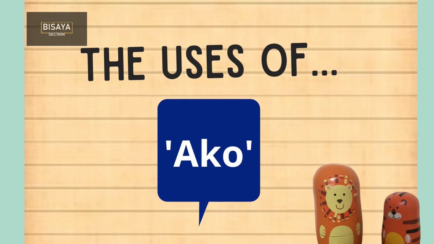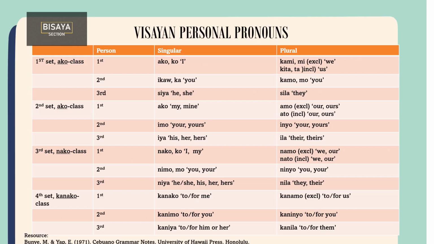Here it is, the action star of our topic for the day, the uses of ako. Here are the Visayan personal pronouns, by the way. And I want to highlight the reference I am using. It's Bunye M and Yap E, 1971 Cebuano Grammar Notes, University of Hawaii Press, Honolulu. This is a table made by these authors, and I just want to make reference of them.